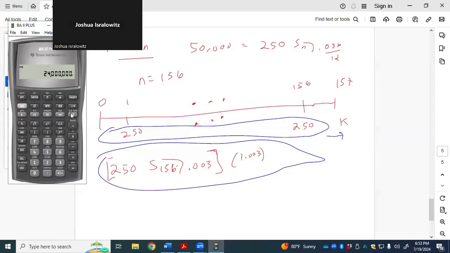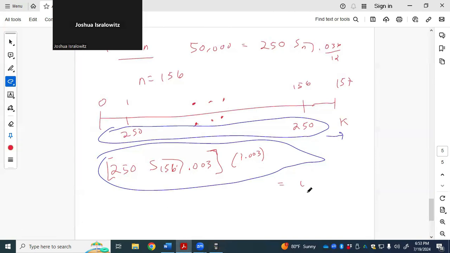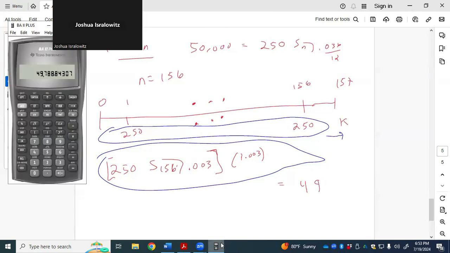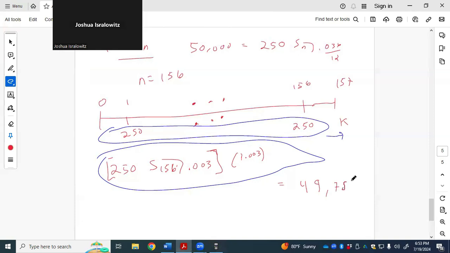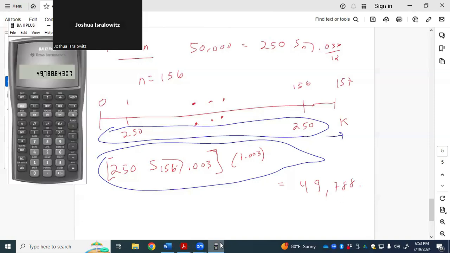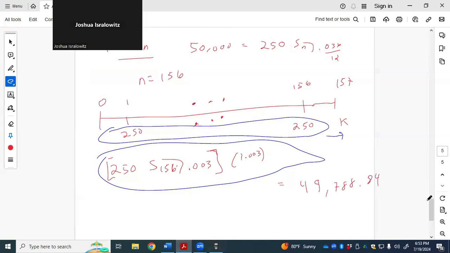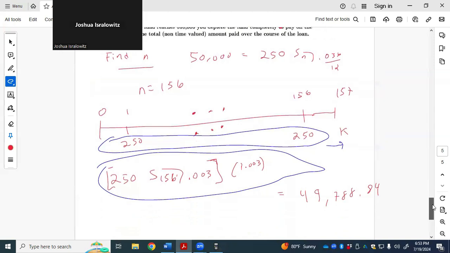Okay, so anyway, 156 N, 0.3 interest, 250 payment, compute future value, times 1.003, 788.84. This is how much you have at the end.